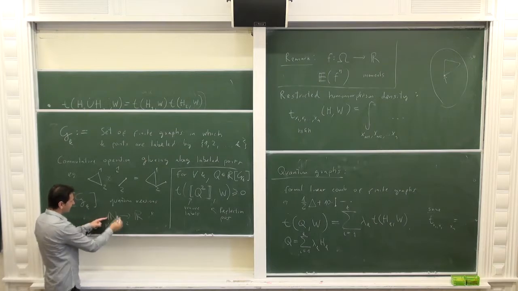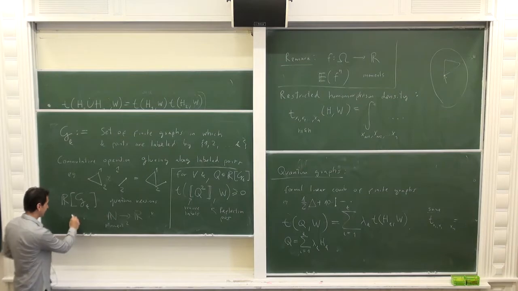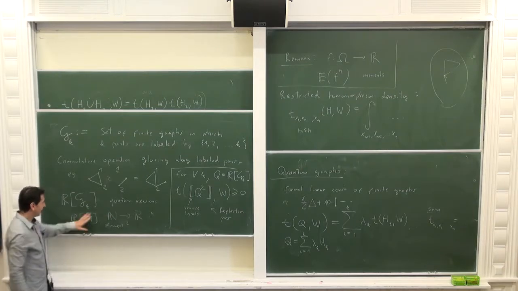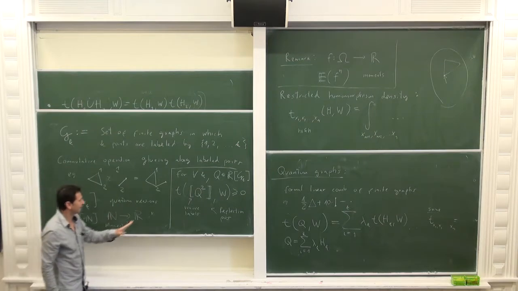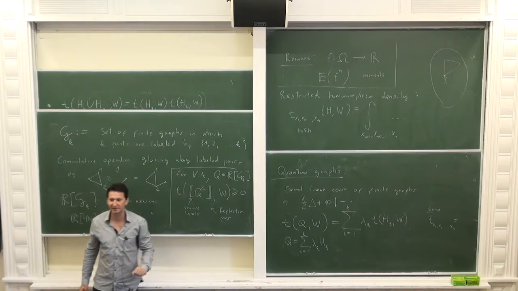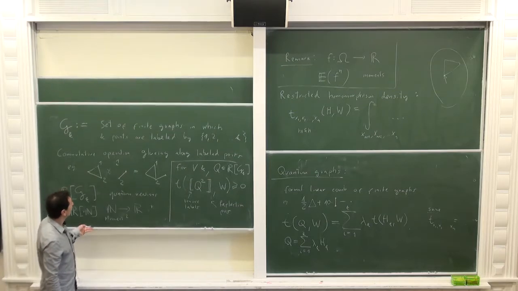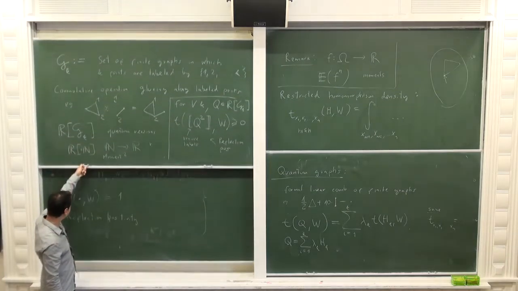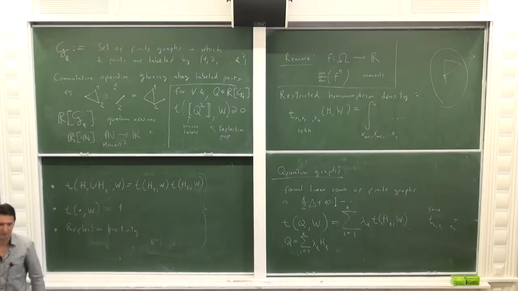Now you can extend this linear functional to the space of polynomials. The space of polynomials is just this formal thing. And if this linear extension takes non-negative values on squares of polynomials, then it turns out to be a moment sequence, and this is a characterization. Now, this statement about homomorphism densities is a generalization of the moment problem to graphons.